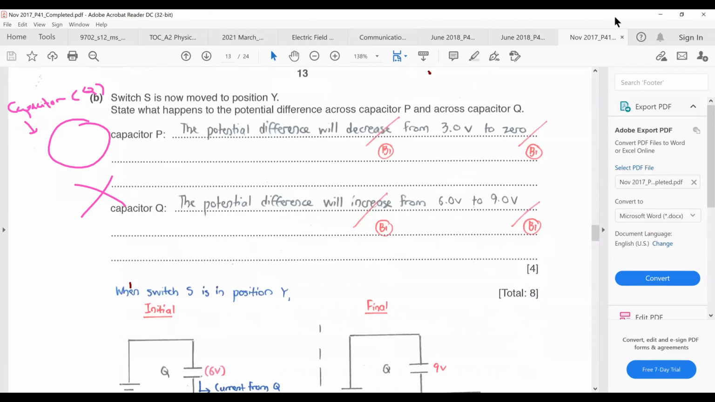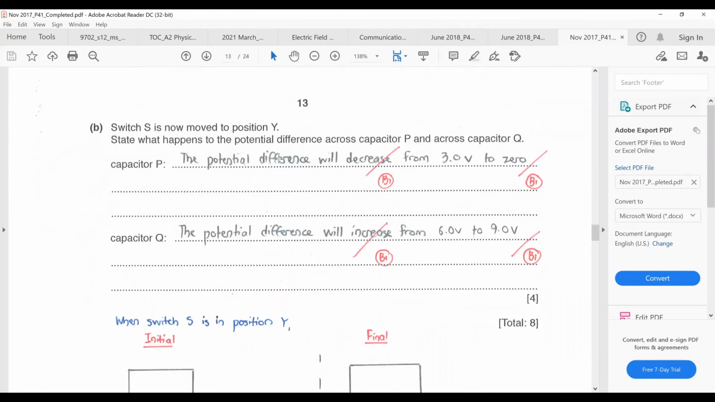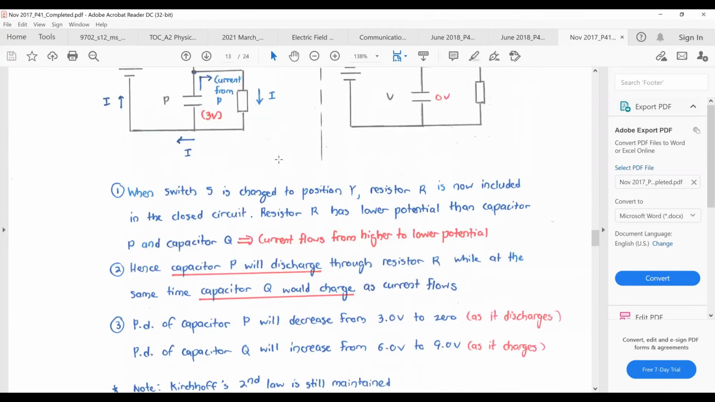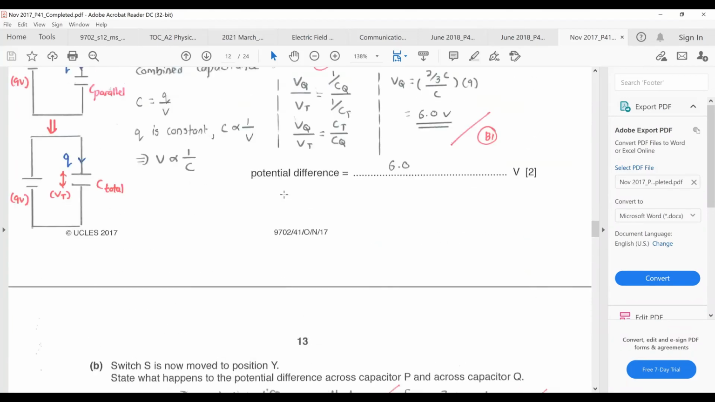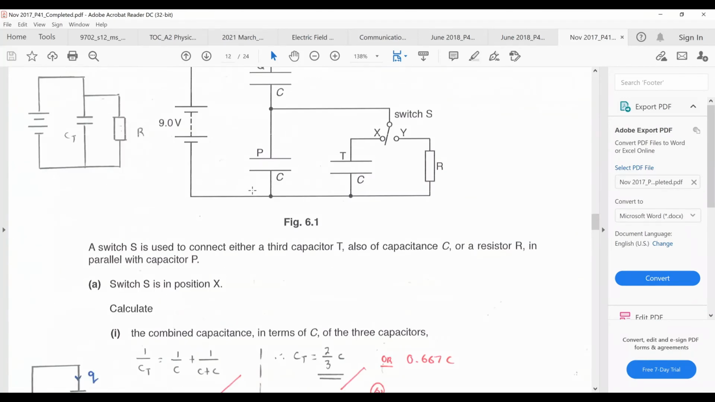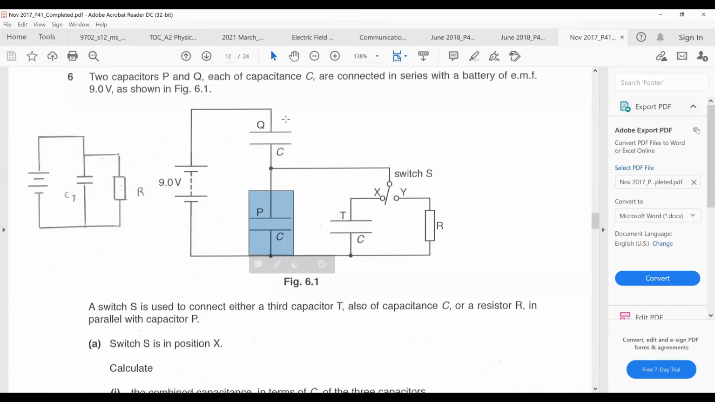Then after that, you look at part B. Now, switch S is now moved to position Y. State what happens to the PD across P and across capacitor Q. Okay? What will now happen to the PD across capacitors P and Q? Capacitor P is this, and then capacitor Q is this.